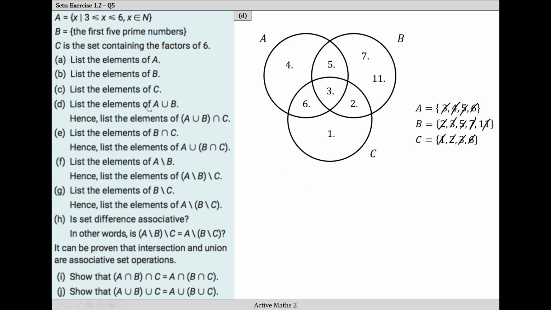So the question asks us to find A union B. I'm just going to colour that pink, and we can see that A union B is all the things in A together with all the things in B. So we have 2, 3, 4, 5, 6, 7, and 11. And we're just going to write those down.